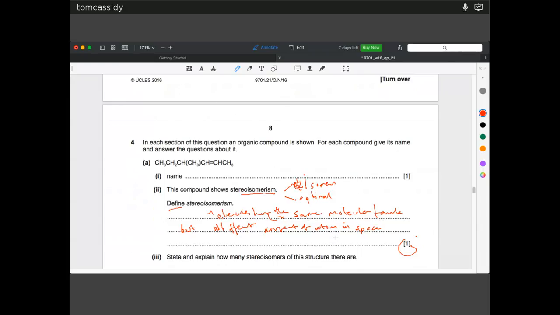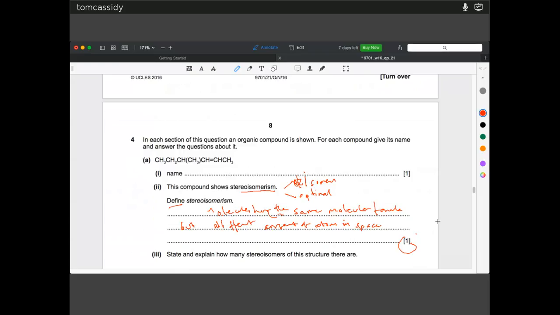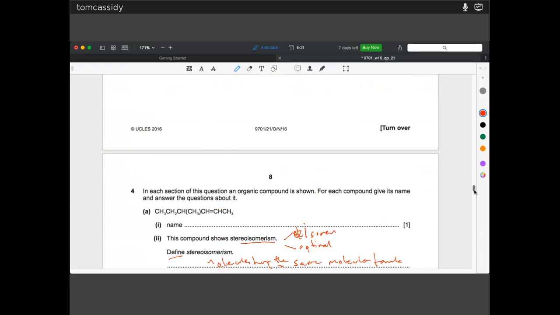So there's this organic compound up here. It has 1 molecular formula, 1 structural formula, but it can have different arrangements of those atoms and groups in 3 dimensions. And because it can have different arrangements of those atoms and groups, that's another way of saying it shows stereoisomerism. Now, we've got to then figure out how many stereoisomers there actually are. That's the next question down here.